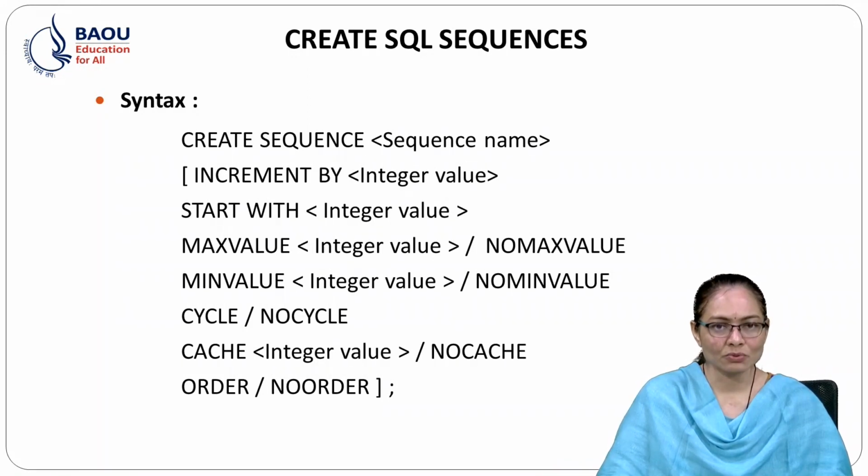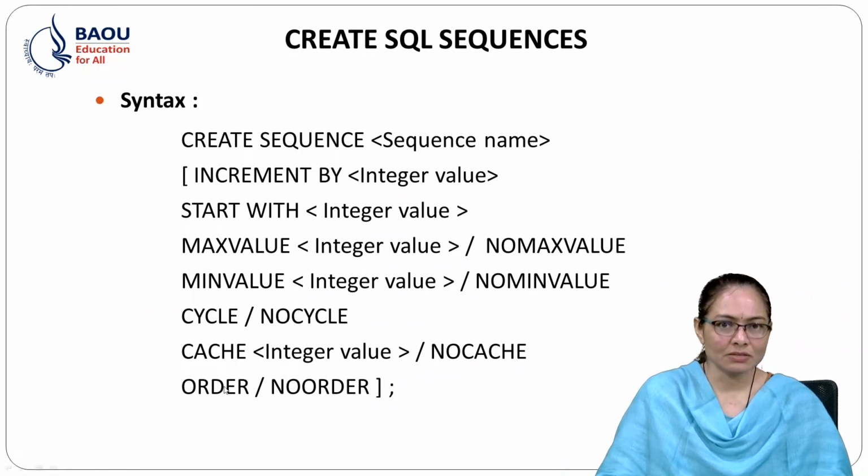Now, cache is used to pre-allocate a set of sequence numbers and keep them in the memory so the sequence numbers can be accessed faster. The minimum value of cache is 2. No cache is used so the values of the sequence are not pre-allocated. Oracle caches 20 sequence numbers by default when the cache or no cache clause is omitted.